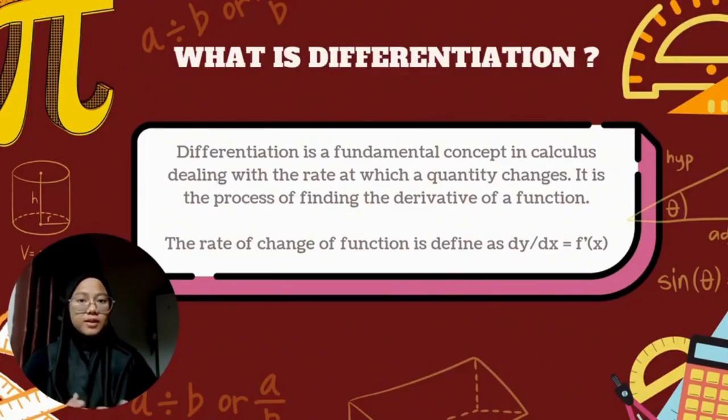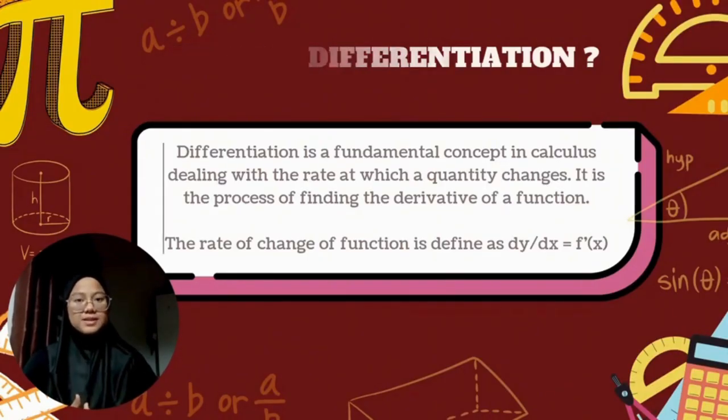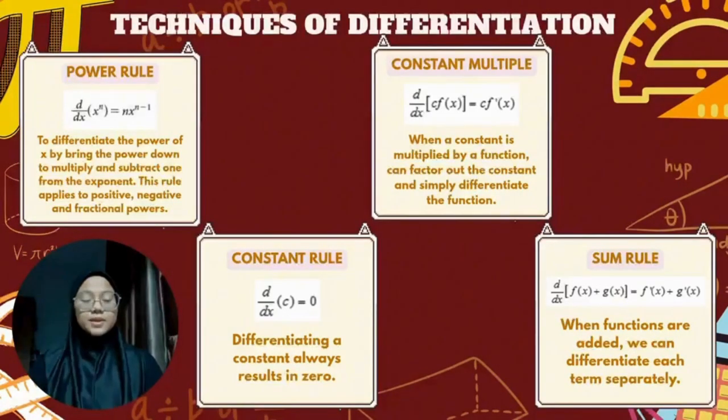Next, we will talk about 11 techniques of differentiation. Number 1. Power rule. The power rule is used to differentiate a power of x by bringing the power down to multiply and subtracting 1 from the exponent. This rule applies to positive, negative, and fractional powers. Number 2. Constant rule. Differentiating a constant always results in 0.